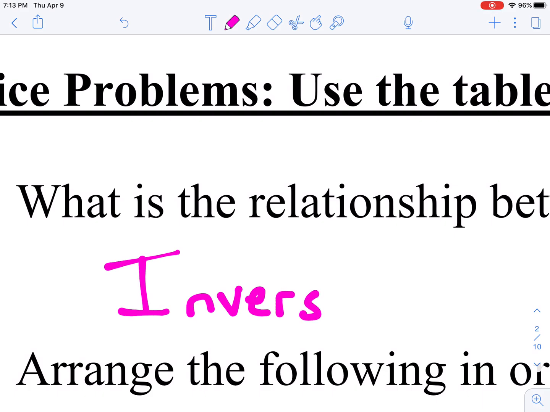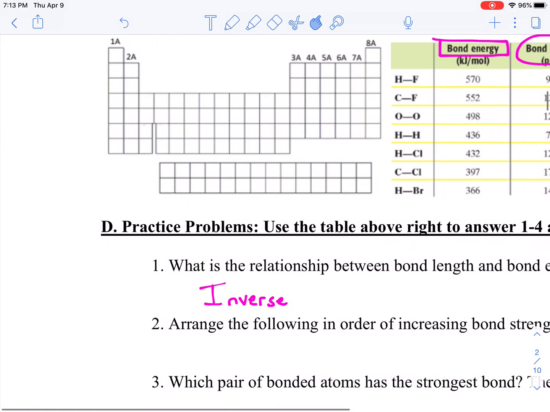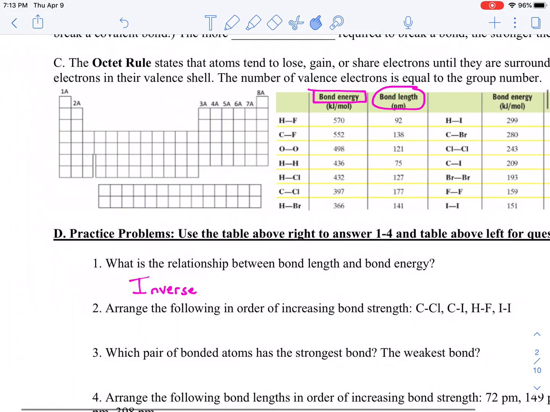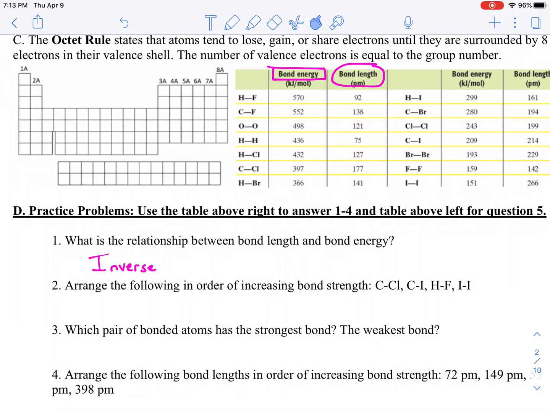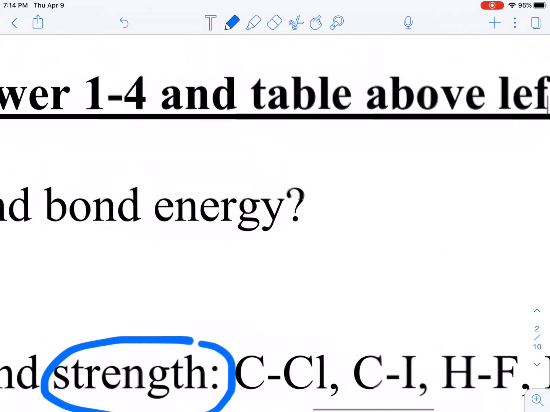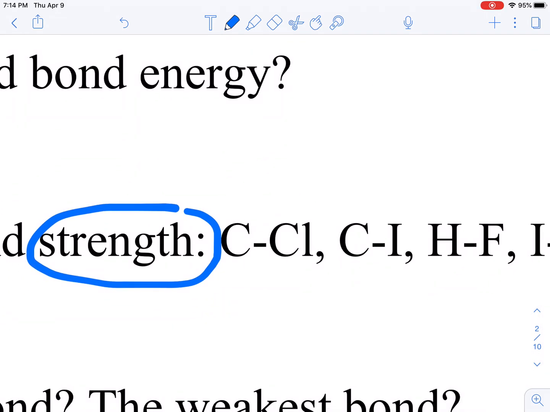And it allows us to do some things, especially if we have the data like you see in that table. It allows us to go through and identify some different trends. So for instance, number two, we're asked to arrange these in increasing bond strength. And remember, bond strength, another word for that is bond energy. The higher the numbers in this table up here, the stronger the bond, because it takes more energy to break. So let's identify the numbers from that table for these four types of bonds. CCl has a bond energy of 397.